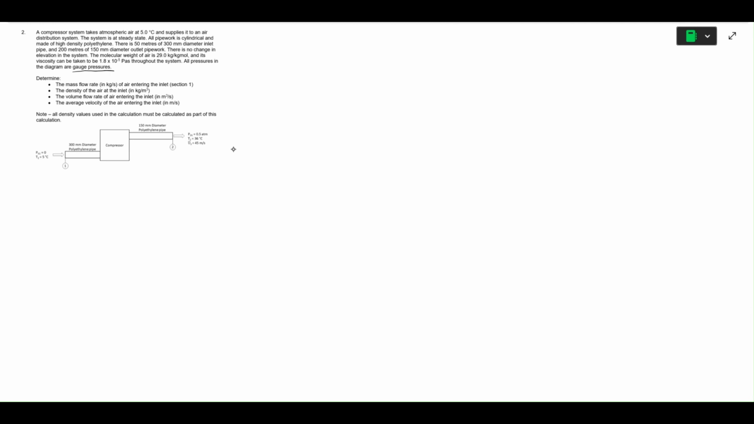All pressures in the diagram are gauge pressures, so we'll have to convert that to outside pressure, or absolute pressure. But gauge pressure just means the pressure in the context of the pipe. So here, relative to all the other measured pressures in the system, this is 0, and this is 0.5. Hopefully you guys understand that. I still don't really have my head wrapped around gauge pressures, but we don't work with gauge pressures unless we absolutely have to.